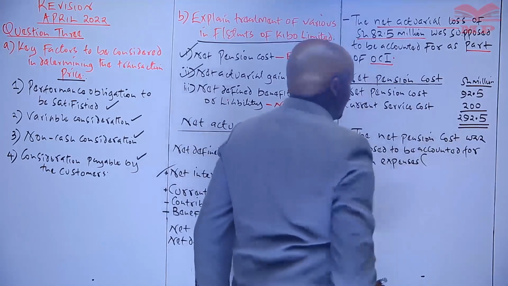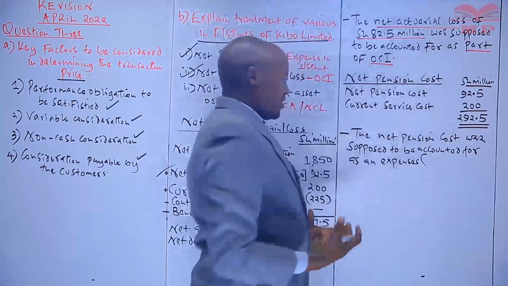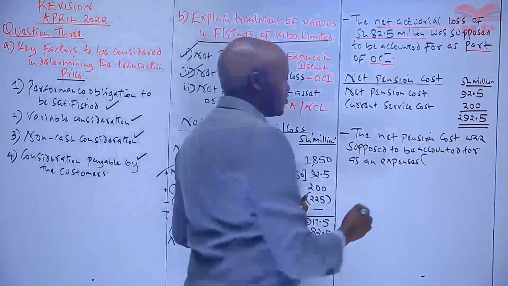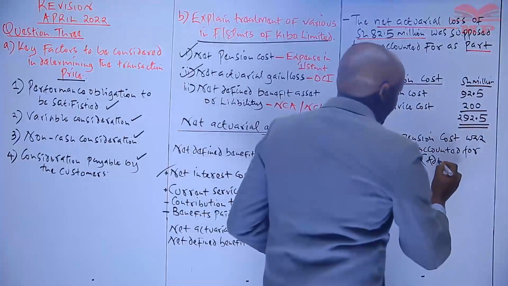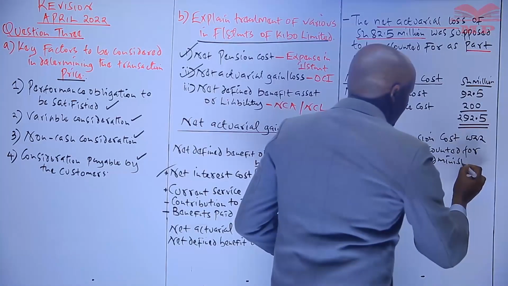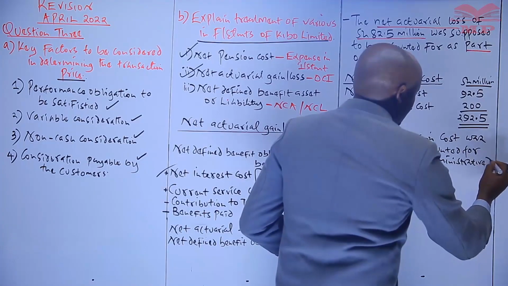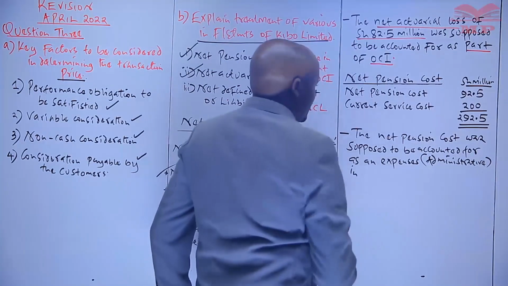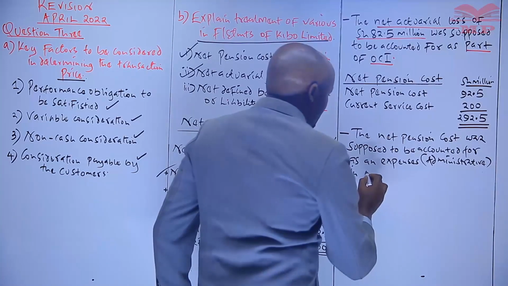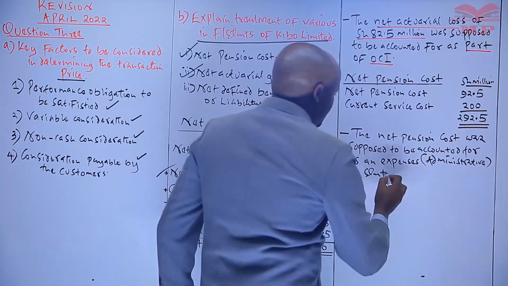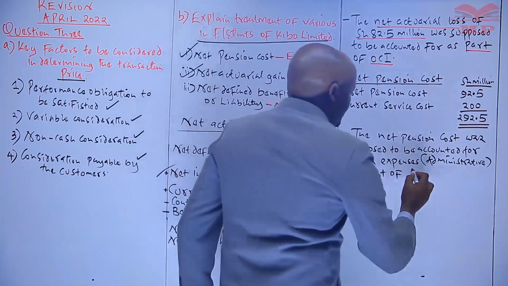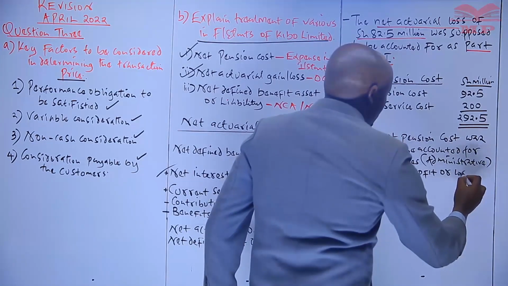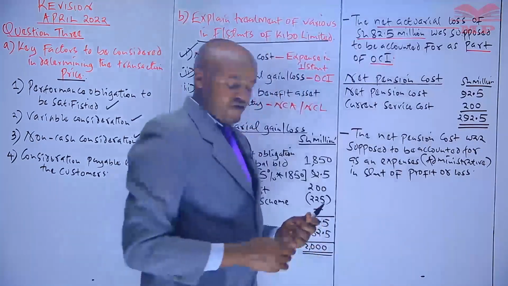and specifically this net pension cost, because this is an employee-related expense, is accounted for as administrative expense in the income statement, or statement of profit or loss.